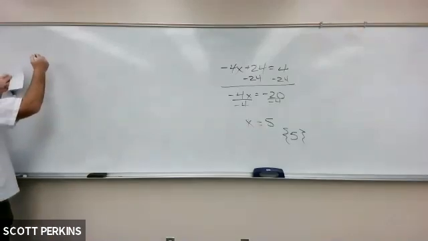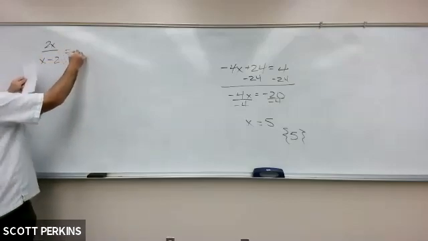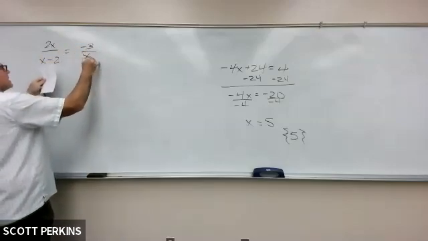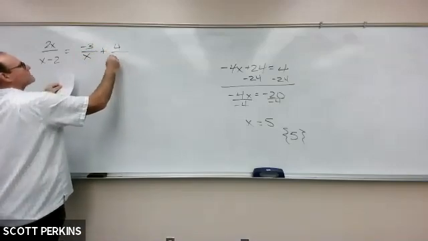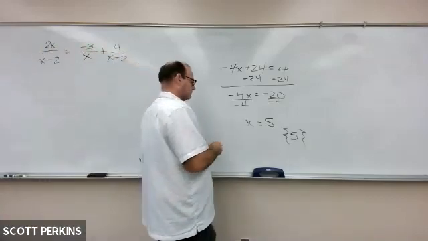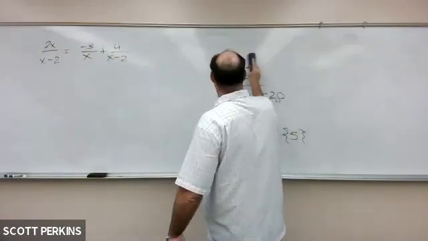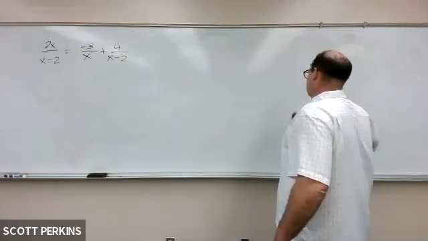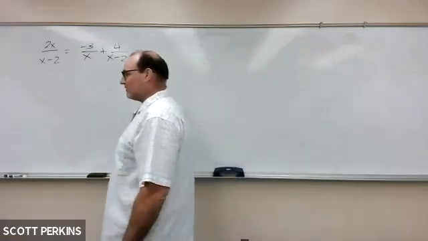From this section, I've got 2x over x minus 2 is equal to negative 3 over x plus 4 over x minus 2. The nice part about this problem is there's no factoring. At least no factoring to find your common denominator. You might have to factor to solve.